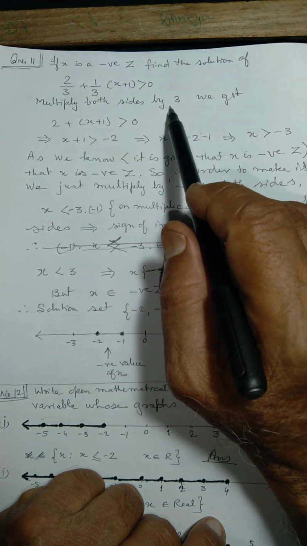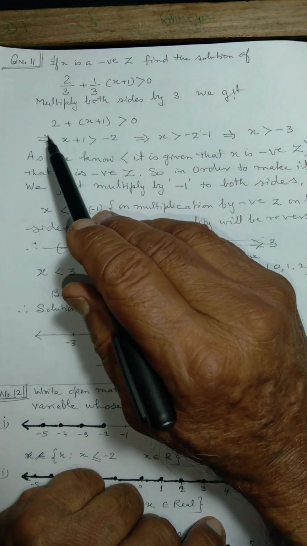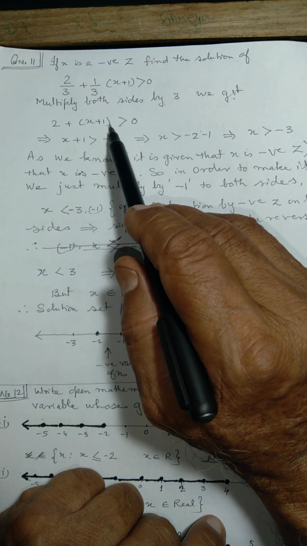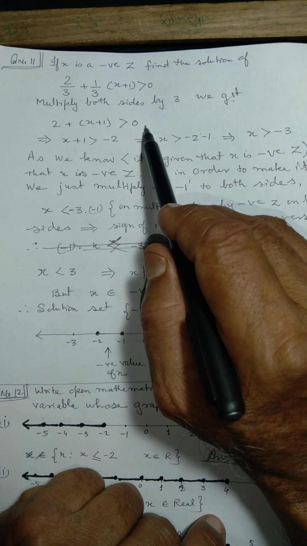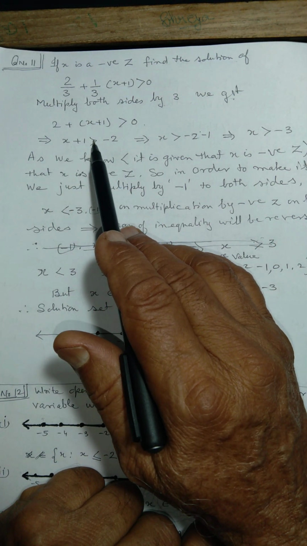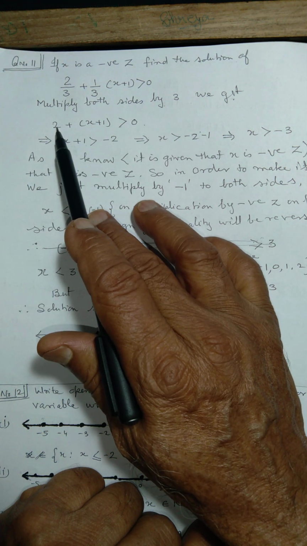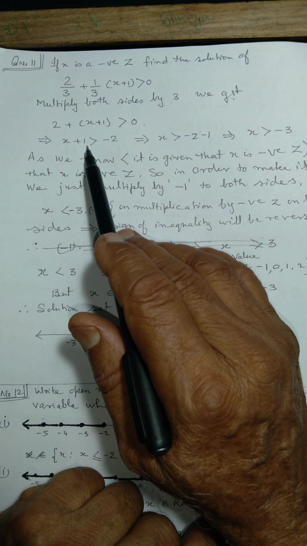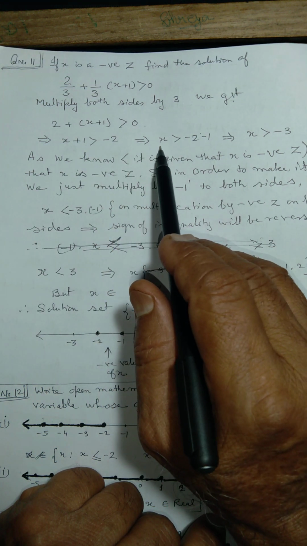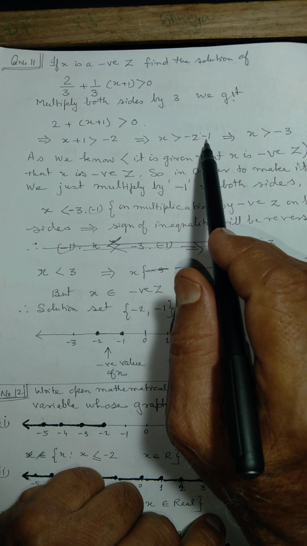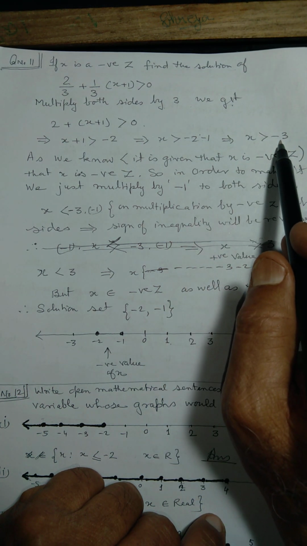Multiplying both sides by 3 we get 2 plus in bracket x plus 1 bracket closed is greater than 0. Now x plus 1 will be greater than minus 2. I have taken this 2 to this side. So x plus 1 will be greater than minus 2. Further, x will be greater than minus 2 minus 1, that is minus 3. x is greater than minus 3.